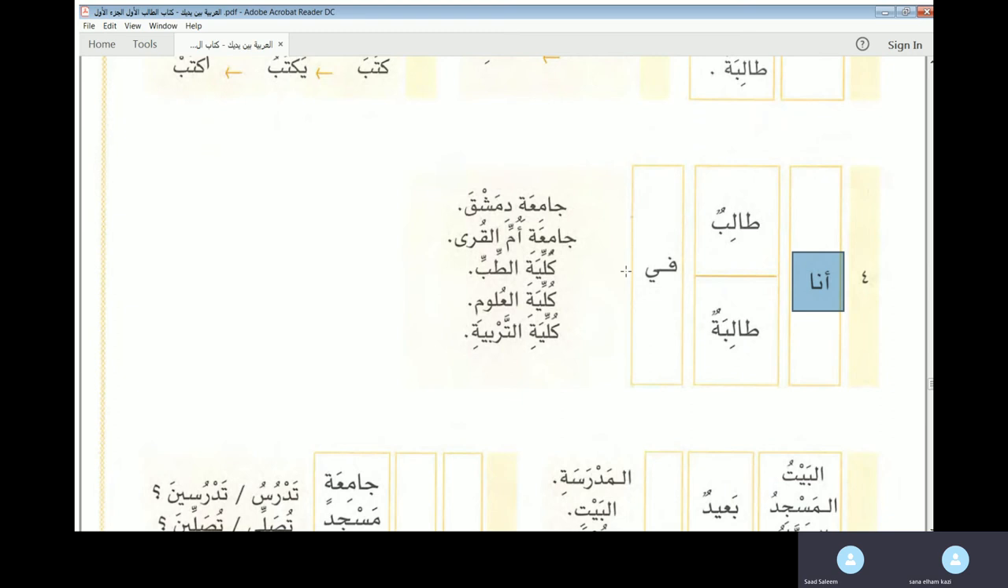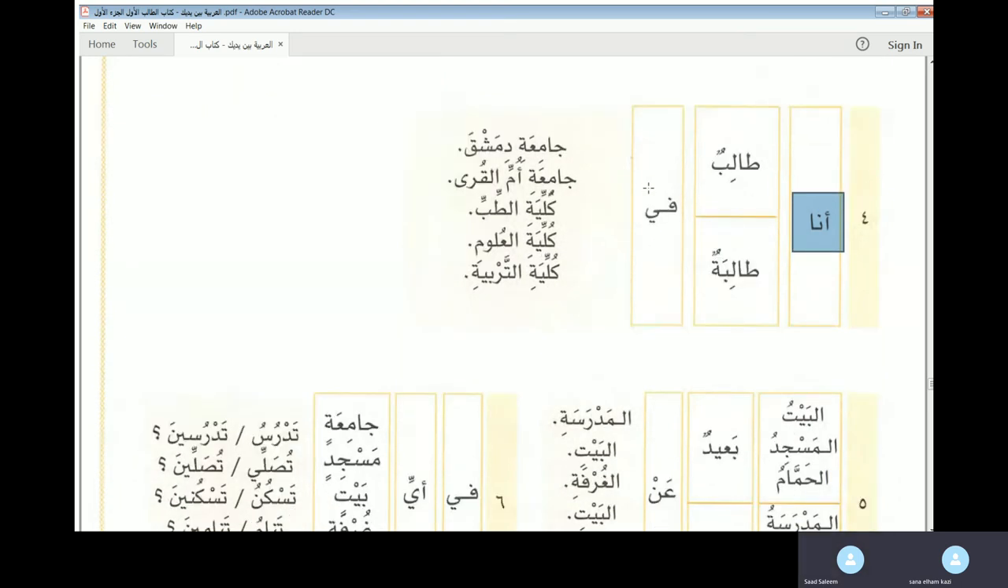Ana talibun fi jamiati Dimashq. I am a student in Damascus University. Ana talibatun fi jamiati Dimashq. I am a female student in Damascus University. Ana talibun fi jamiati Ummul Qura. I am a student in Ummul Qura University. Ana talibatun fi jamiati Ummul Qura. Ana talibun fi kulliyati tibb. I am a student in the Faculty of Medicine. Ana talibatun fi kulliyati tibb.